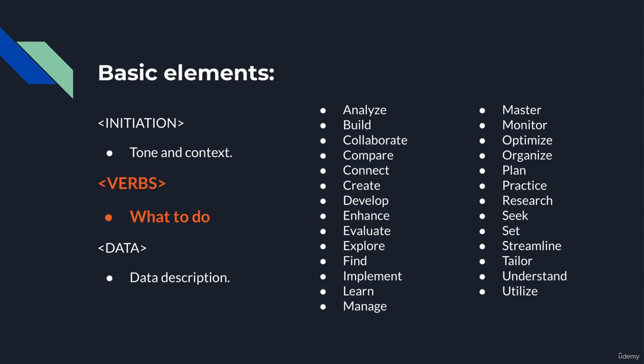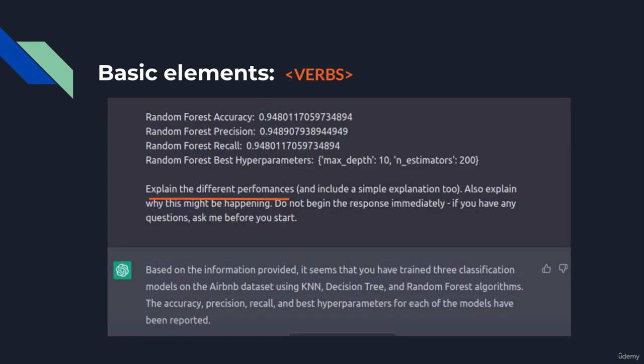Next are the verbs. These are the actions you want the model to take, such as analyzing, connecting, creating, finding, mastering, etc. Here, I asked ChatGPT to explain something to me, the verb being explain.